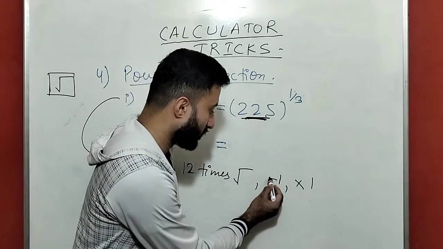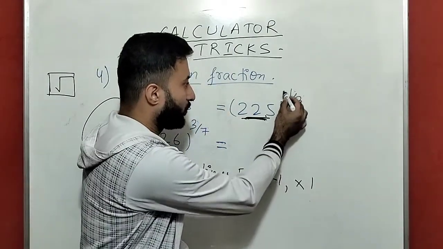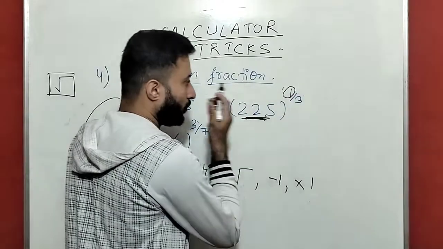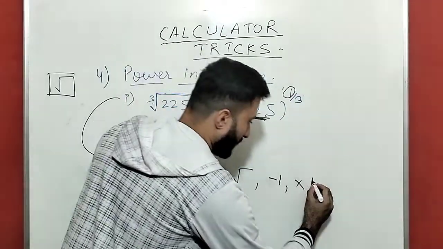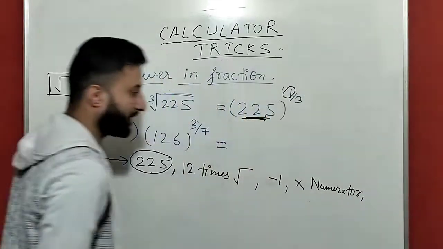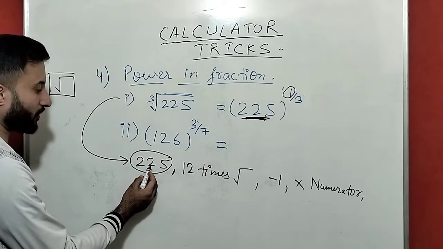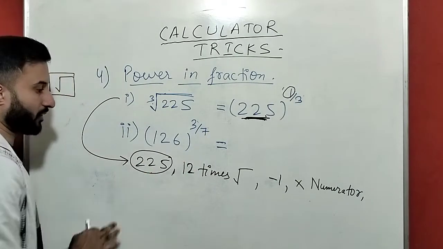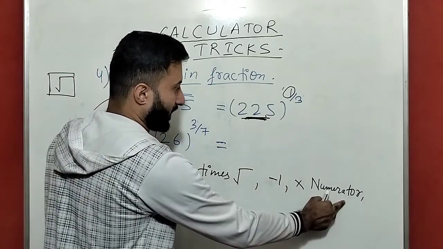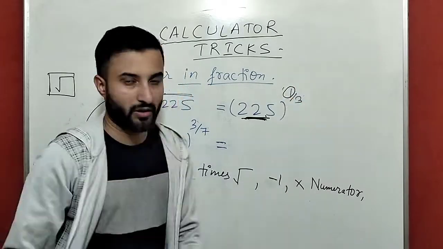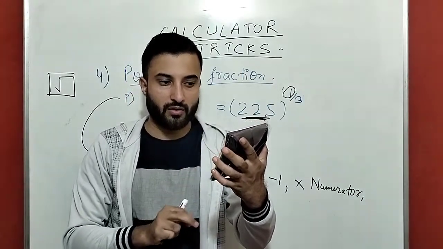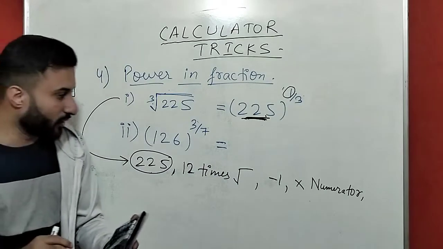Whatever the answer you are getting after doing minus 1, multiply it with the numerator. So the numerator is 1. Here in place of 225, you can write the number you have to find. Then 12 times square root, then every time minus 1, then multiply with the numerator. The numerator is 1, so whatever answer you are getting, multiply into 1. Then equal, and we will get some answer.